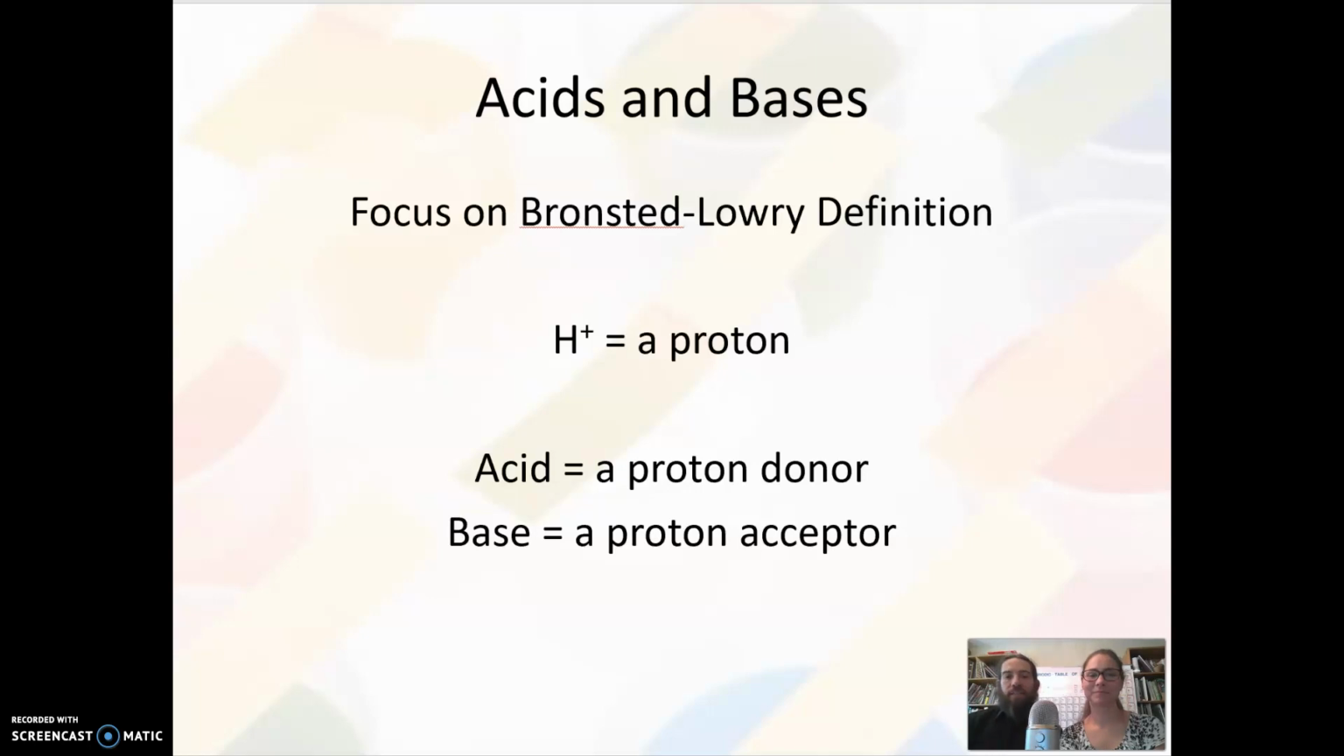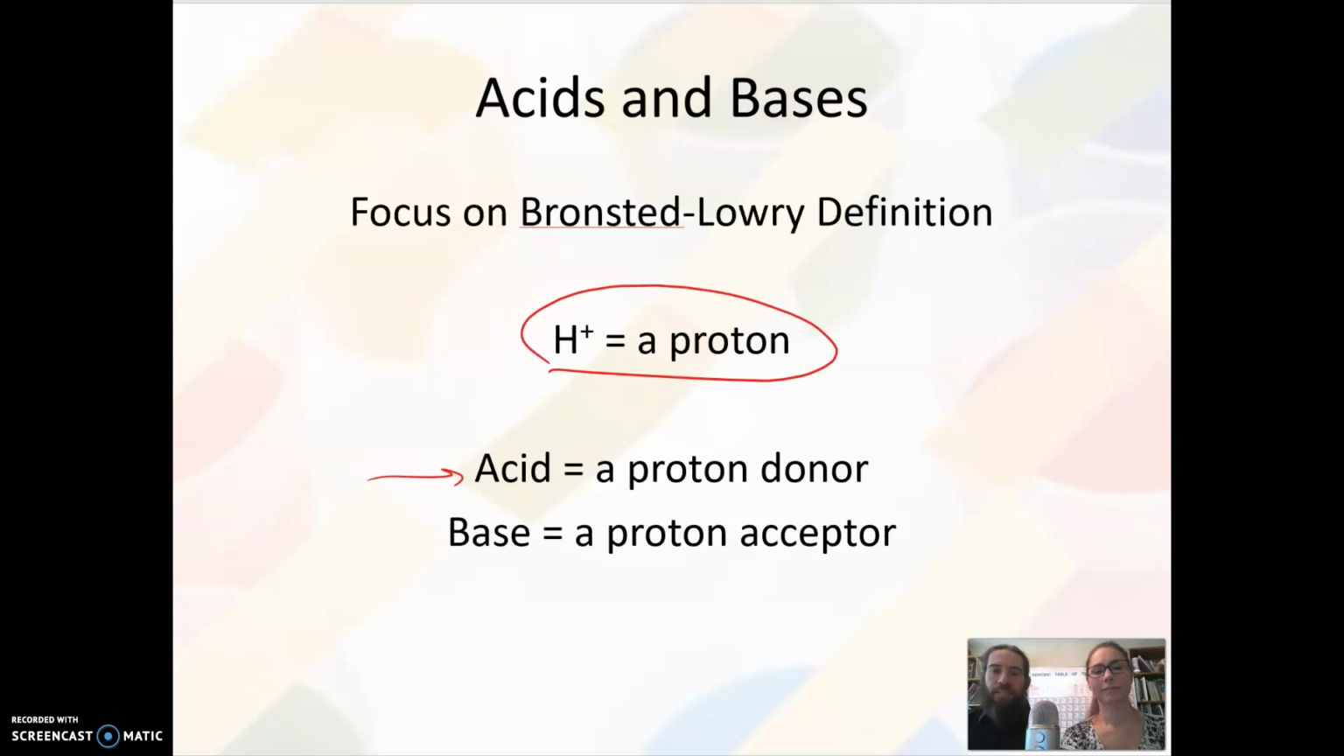All right, so if we're going to talk about acid-base reactions, we have to be able to identify what an acid and a base is. So let's start with acids. There's actually a couple different definitions of acids, and the one we really focus on in general chemistry is the Bronsted-Lowry definition. By definition, an acid is a proton donor. And a proton is represented by the H+.